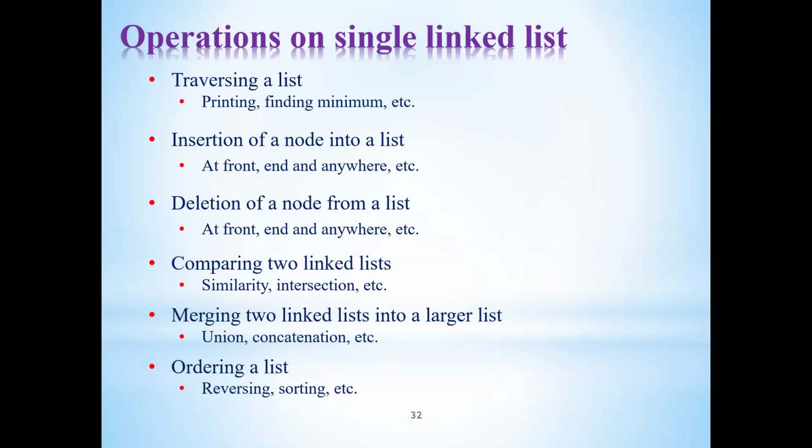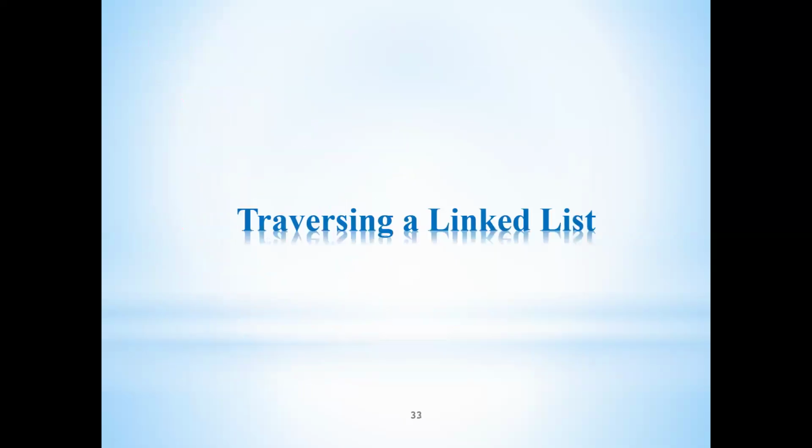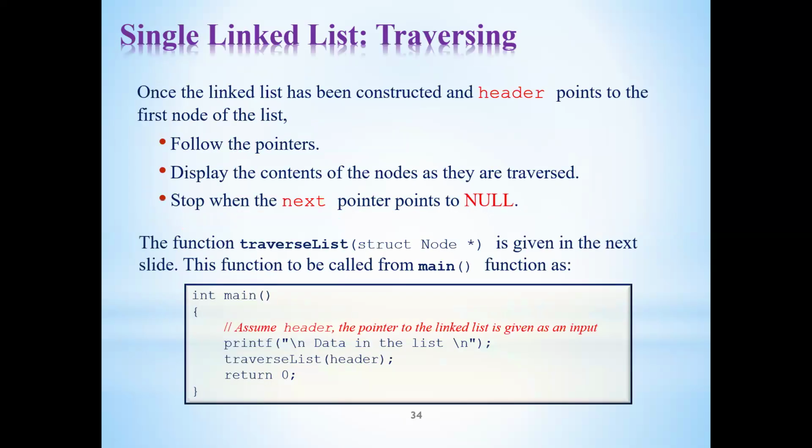So what are the operations on a linked list? Different operations you can do. Traversing a list. Traversing, in the sense of printing, you can traverse a list. So print the element in the first node, then move to the second node and print the element in the second node, and so on. Traversing, displaying all elements. Or insertion anywhere, beginning, end, anywhere, deletion. Like that, many operations you can do on a linked list. So a very simple thing is traversing.